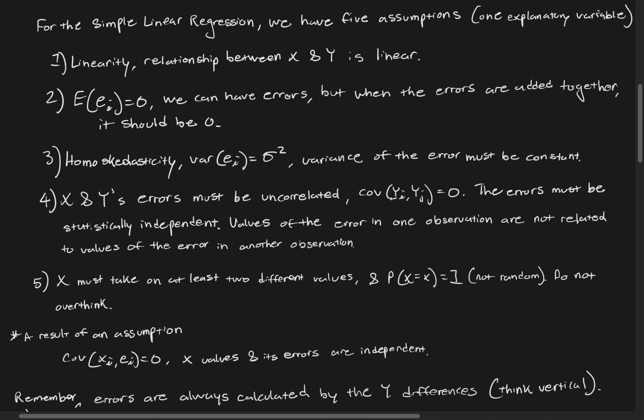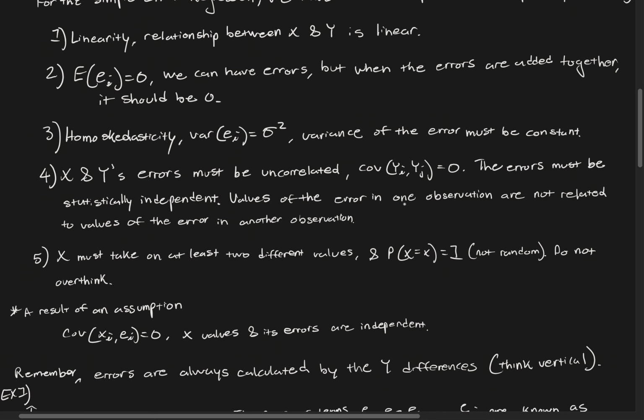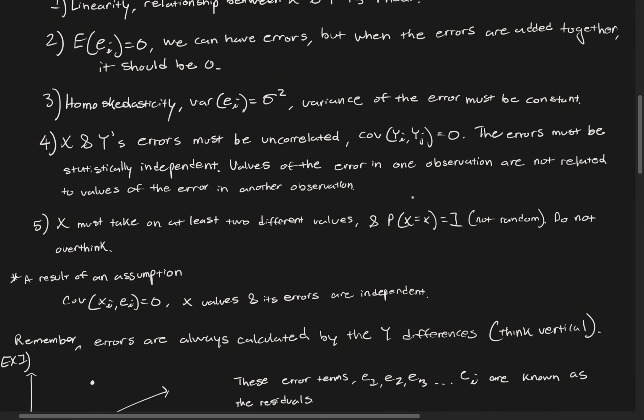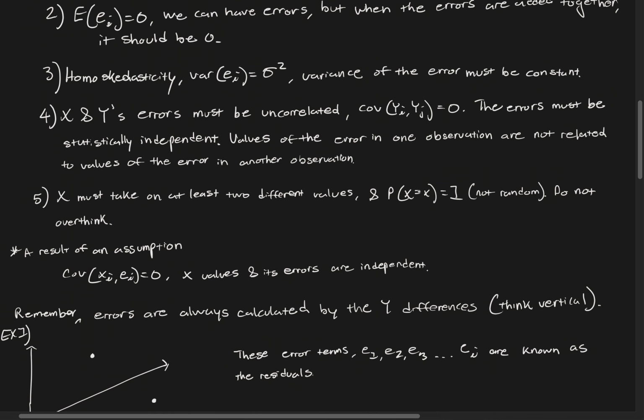The fourth assumption: X and Y's errors must be uncorrelated. Again, easier to see visually, but just in words, the errors must be statistically independent, and values of the error in one observation cannot be related to values of another observation of the error.